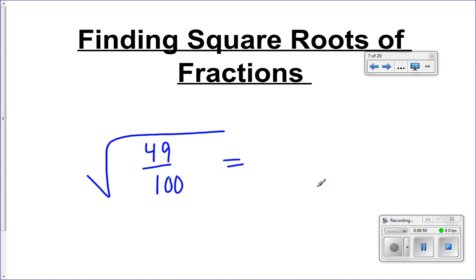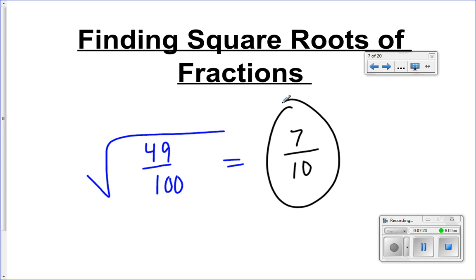So now I want to find the square root of a fraction. What you do when you're finding the square root of a fraction is you find the square root of the top number and the bottom, of the numerator and of the denominator. So the square root of 49 is 7, and the square root of 100 is 10. Like all fractions, I want to make sure it's in simplest form, yes, so my answer is 7/10.